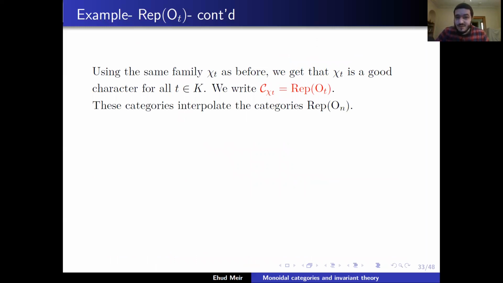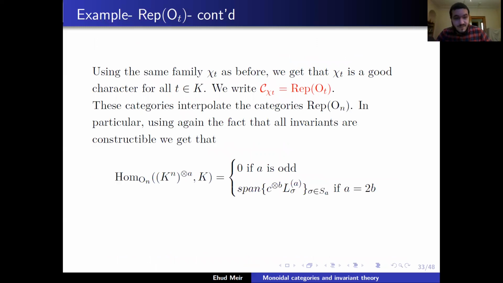And these categories interpolate the categories rep ON. So you get an infinite family of categories, such that when T is equal to N, you just get the usual representation categories of the orthogonal groups. In particular, using again the fact that all invariants are constructible, we get this kind of description of a home, in this case ON from Kn tensor A to K. This will be 0 if A is odd. And if A is 2B, then we have this kind of description. I mean, just take B copies of the pairing and apply some permutations in the inputs.